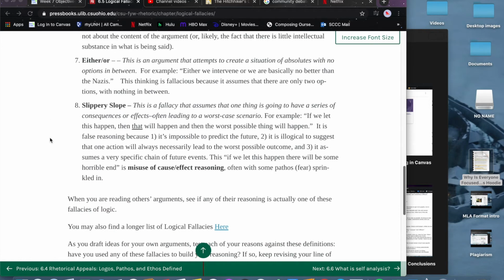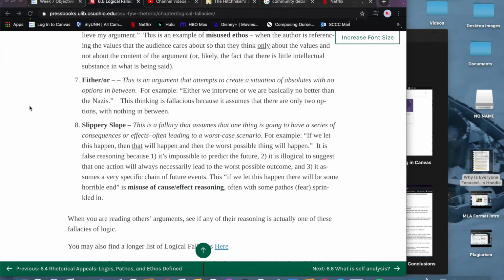Either-or is often another one. So you're presenting two different absolutes, saying that there is no gray area in between, and you're reducing a complex idea, a complex situation, down to very simple terms, and then presenting them as if you are either here or there, right? The example they give: either we intervene or we are basically no better than Nazis, okay? Again, offering as if there's two choices and there's not more that we can think about.